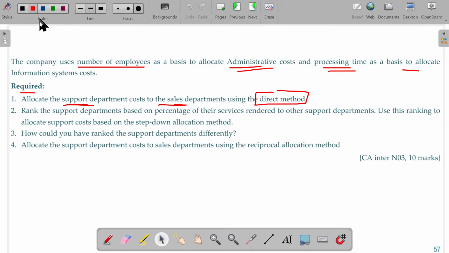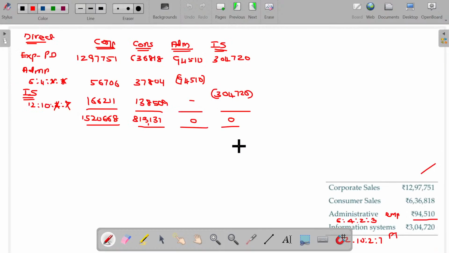Now, first point, last point, allocate the support department costs to sales departments using the reciprocal allocation method. Second and third I will solve later. In case of the reciprocal allocation method, you can take one of the methods, simultaneous equation method or repeated distribution method, as you choose. But I am going to follow the simultaneous equation method.